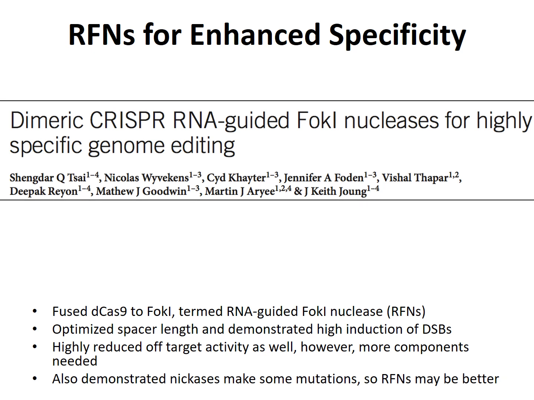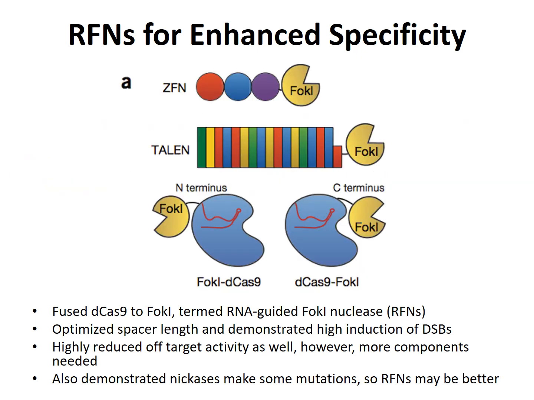And then they took an approach very similar to the TALENs, or the zinc finger nucleases I told you about earlier, where they actually fused a FokI nuclease to the Cas9 protein, and essentially they worked just like ZFNs or TALENs, where you would have two of them juxtaposed to each other. The FokIs would dimerize and induce a double-stranded break.